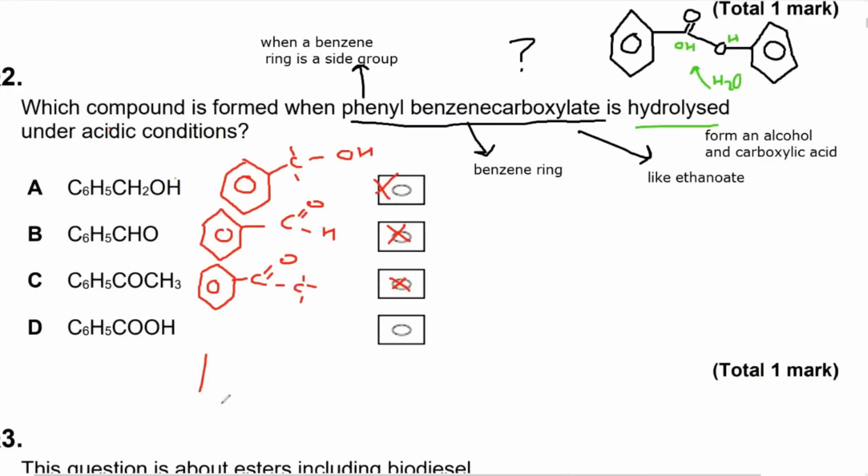So we're really looking for an alcohol or carboxylic acid, which is what you get when you hydrolyze that ester link. And here you go. We've got our carboxylic acid. Recognize that from this drawing up here. And so that means that D is the correct answer. Well done if you got that right.